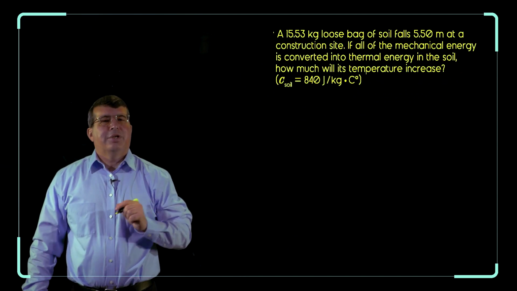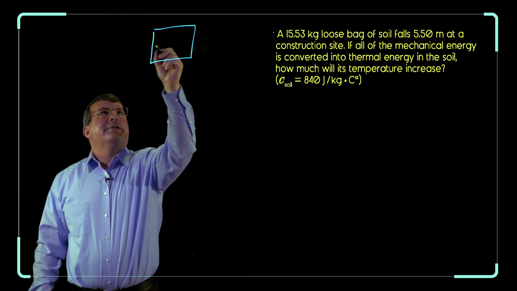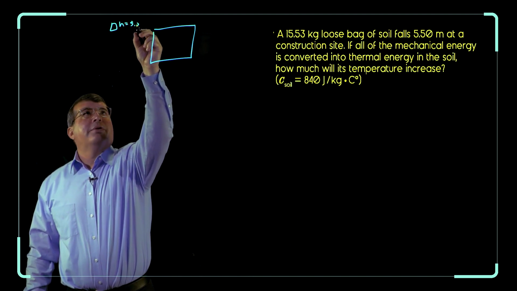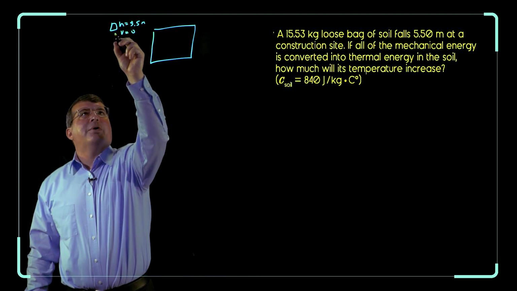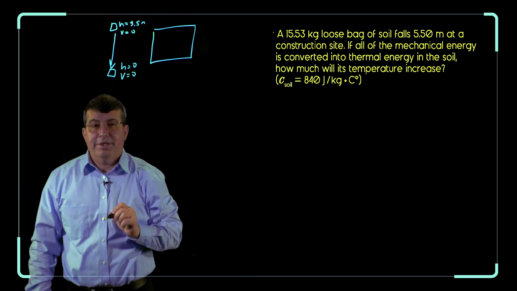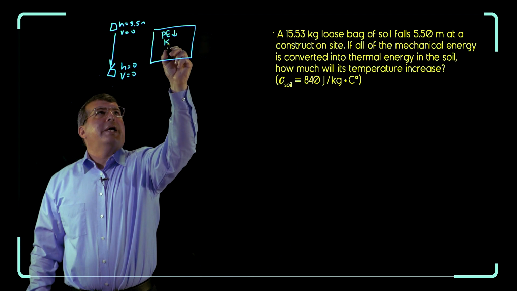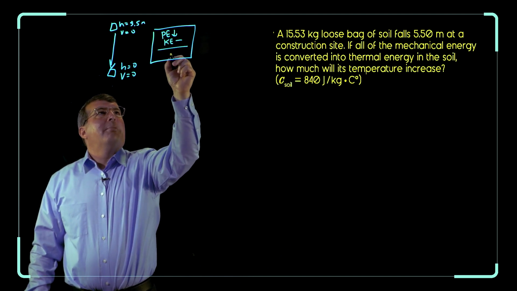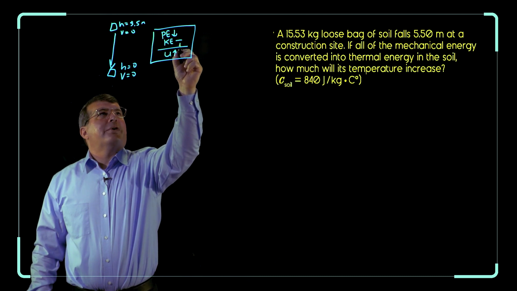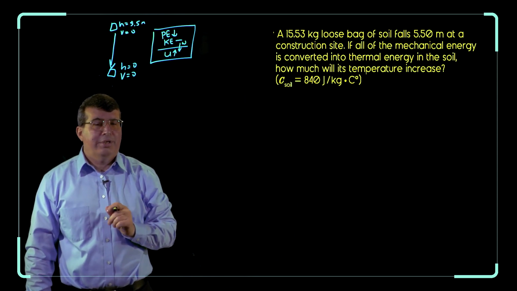Okay, as I said, this one is a little bit different. Here, if I represent the energy as a box, what happens is the bag of soil has a height of 5.5 meters and a speed of 0. It falls down to height equal to 0, but when it's on the ground, the speed is also equal to 0. So we have a decrease in potential energy. Our kinetic energy stays the same, but our thermal energy increases because there is an internal work transferring the potential energy into thermal energy.